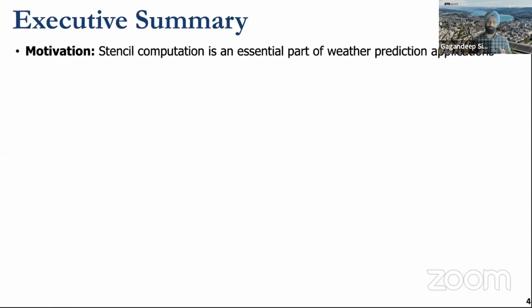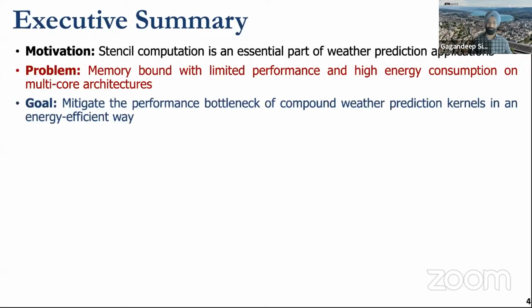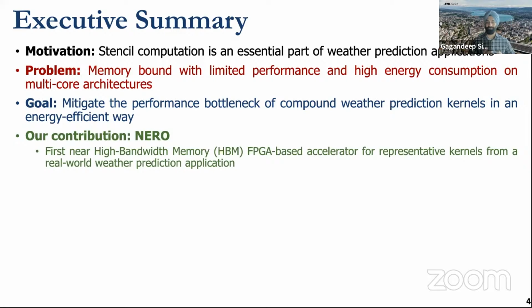So the motivation for this work was that stencil computation is an essential part of weather prediction applications. But the problem is this: stencils are memory bound with limited performance and high energy consumption on multi-core architectures. And so our goal in this work was to mitigate the performance bottleneck of compound weather stencils in an energy efficient way. So the contribution we made was NERO, which was the first near high bandwidth memory FPGA-based accelerator for representative kernels from a real world weather prediction application.